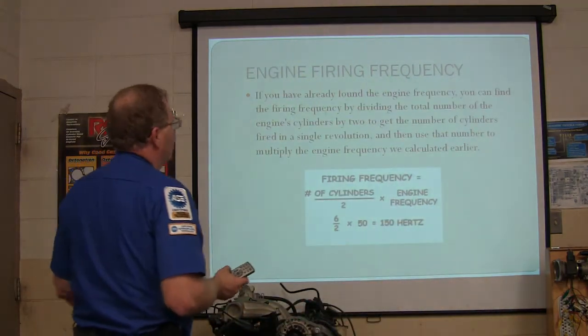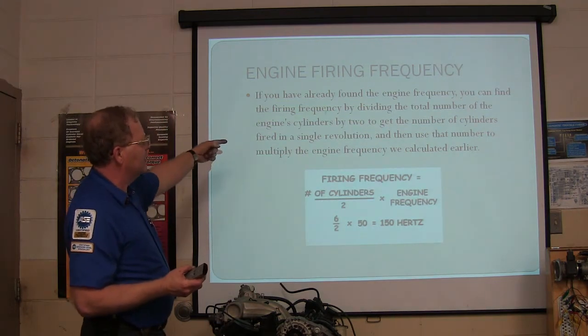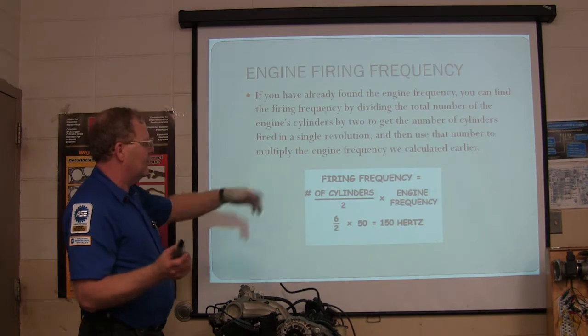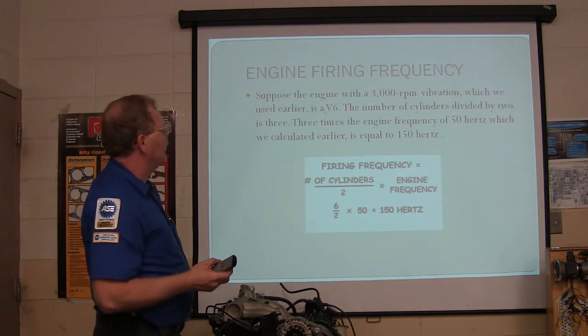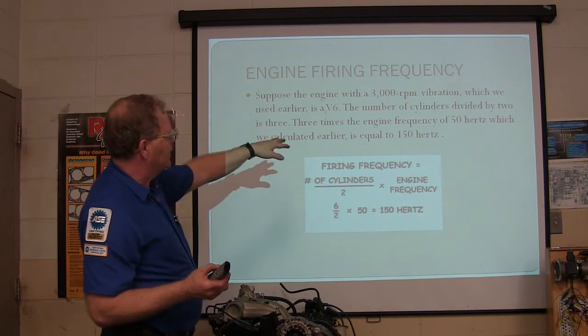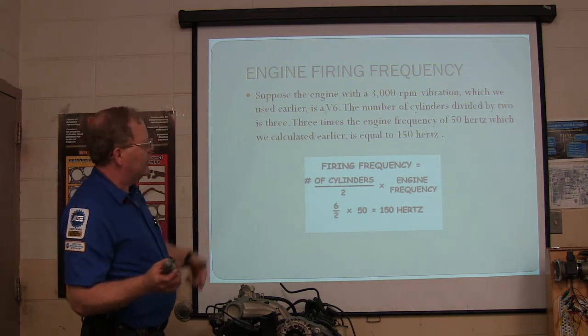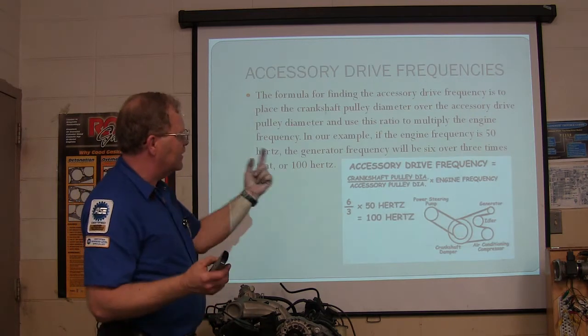If you've already found the engine frequency, you can find the firing frequency by dividing the total number of engine cylinders by 2, and we've already been there. If it's a 3,000 RPM vibration on a V6, the number of cylinders divided by 2 is 3. 3 times the engine frequency of 50 hertz is equal to 150 hertz. Now here's the cool thing.